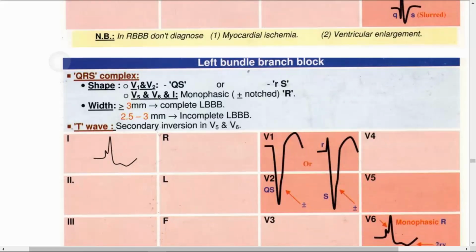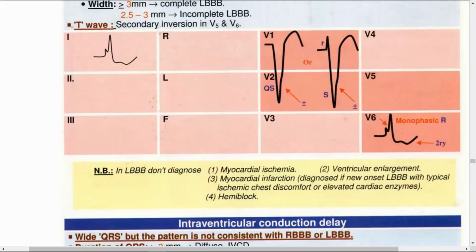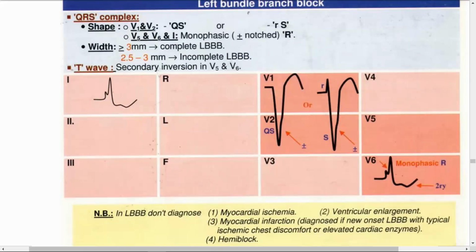Yes, you can judge. Regarding the left bundle, you will also look at the same leads, V1, V2, V5, V6. What will be the pattern? This pattern is either QS or RS.